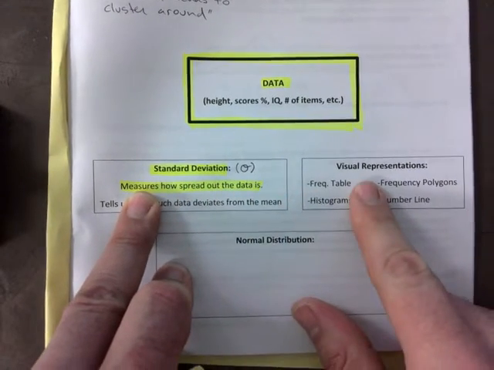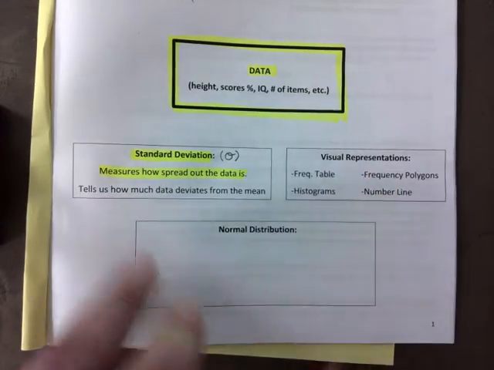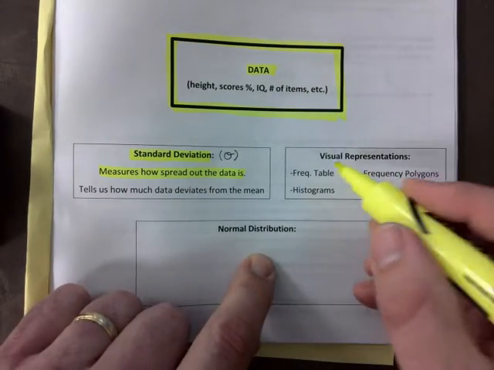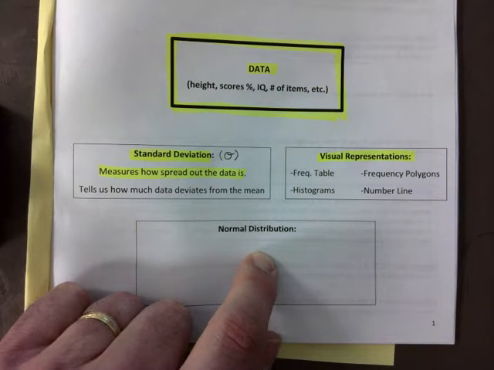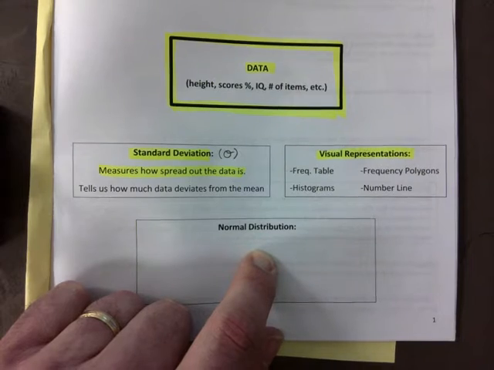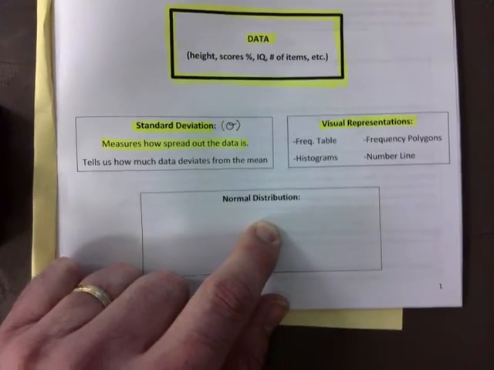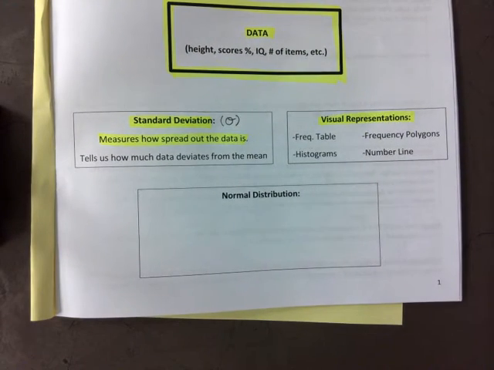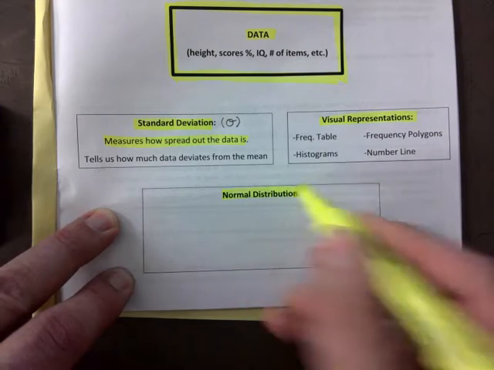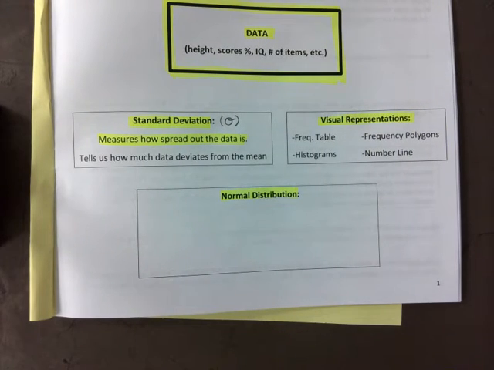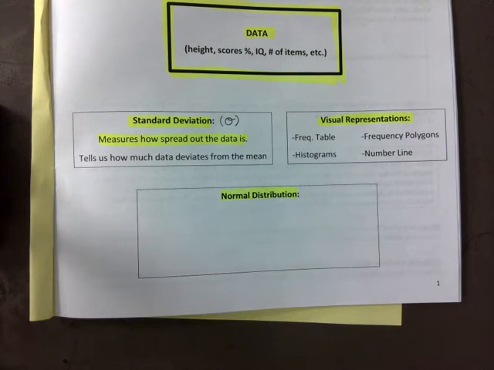Okay? Then we're going to talk about visual representations. That's like how can we organize this as a graph so we can visually see where our data is and what it is doing. Okay? And then this is like the grand finale: normal distribution. That's where we're going to spend most of our time towards the back half of this unit.